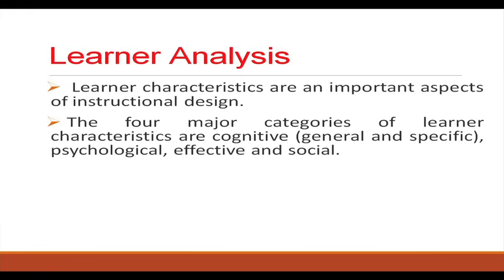The four major categories of learner characteristics are the cognitive, which can be general or specific, then the psychological, affective, and social. The cognitive characteristics have three dimensions. Okay, what is this?